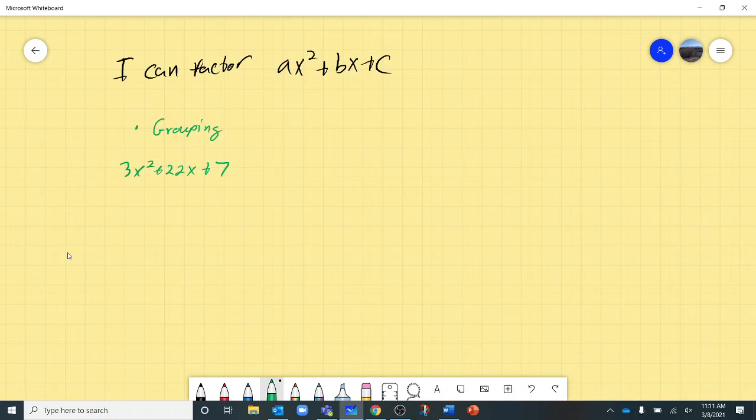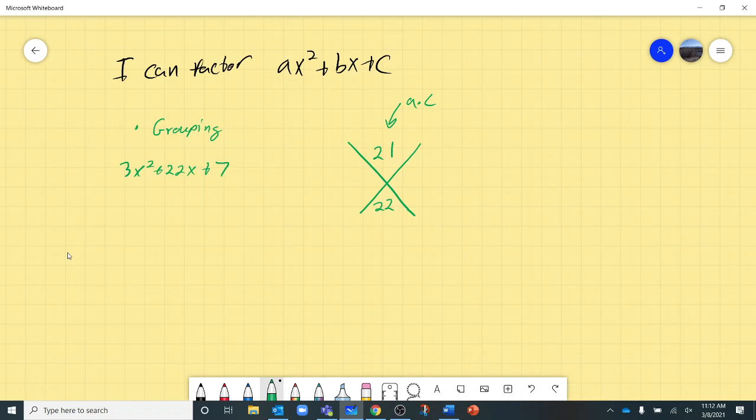So what am I going to do for this? I'm going to, and this may help, this may not help, this is just one method that I've seen, and I think it works pretty well. Up here, we're going to put our a times our c. So in this case, 3 times 7, that's 21. Down here on the bottom, we're going to put our b, which is 22. And what we're looking for are factors of 21 that will give us 22.